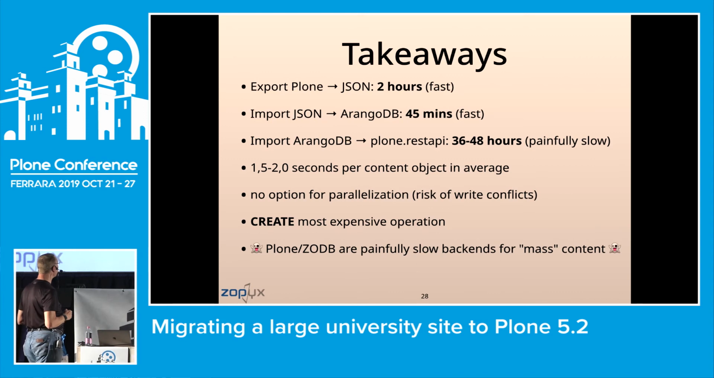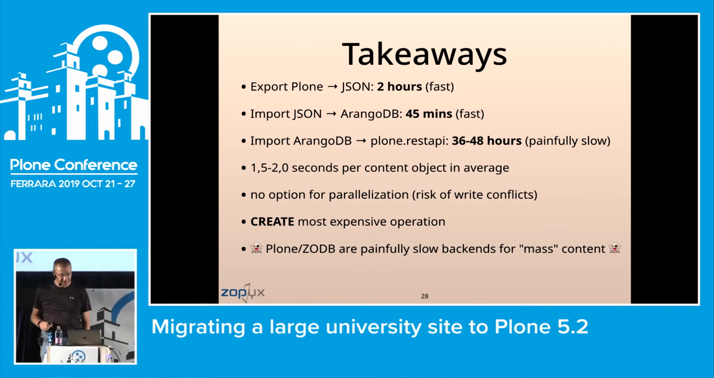There is no chance for doing any parallelization because of ZODB write conflicts. When you write from multiple writers to ZODB, you get these nasty write conflict errors. So my takeaway from that is that in 2019 or 2020, Plone and ZODB are pretty slow, and I usually wouldn't consider that decent from a technology point of view. We're talking about Plone as an enterprise CMS, but we have horribly slow performance when it comes to mass import. 90,000 objects is not mass data.